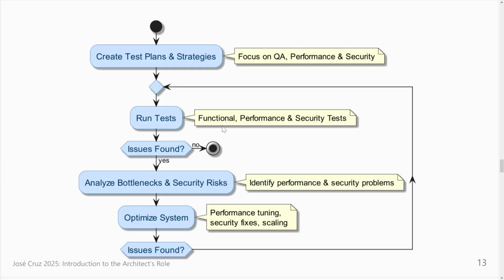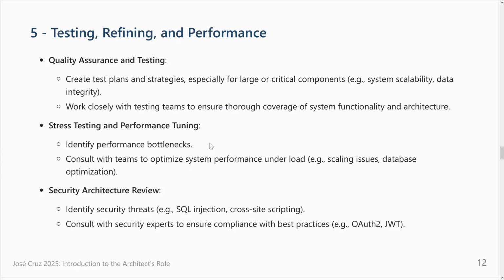with a lot of subjects to handle. So again, a more visual approach. So we create test plans and strategies, run the tests. Are there issues? No, great. We can release and maybe we'll start the next iteration of architecture. Yes, analyze bottlenecks, security risks, optimize the system, issues found, and again, in a cycle. It's just a visual representation of what we said. It's always nice to see some boxes and not only text.